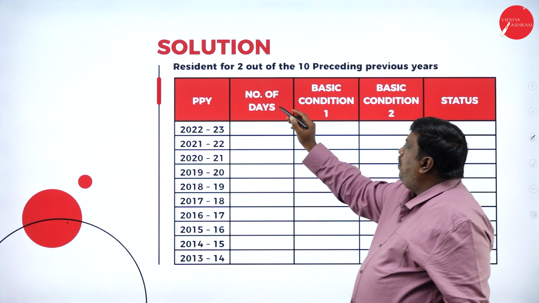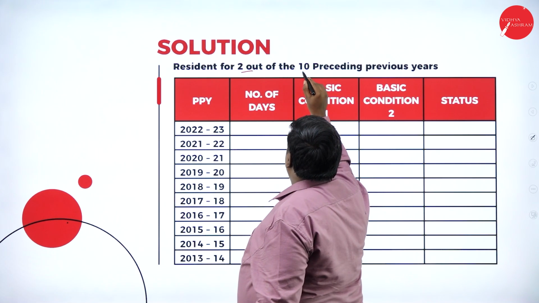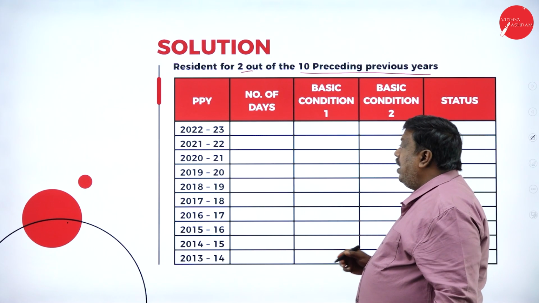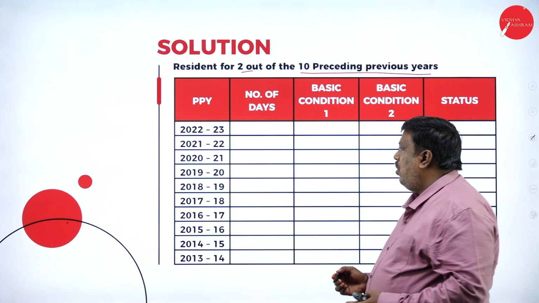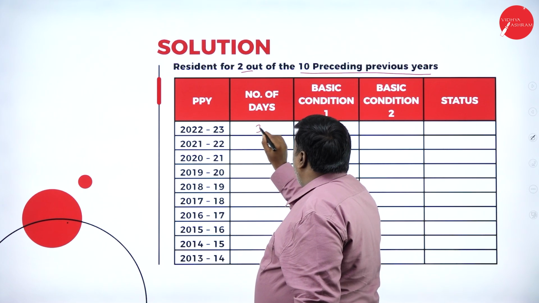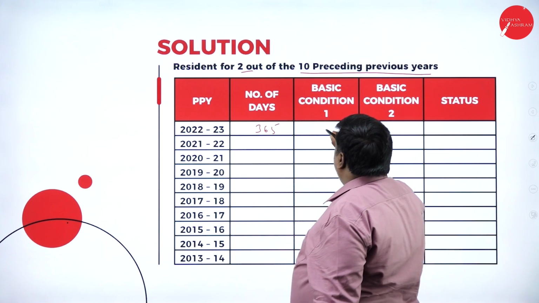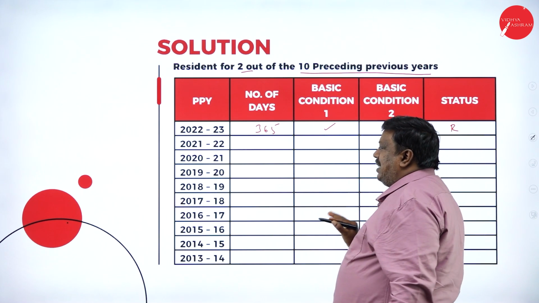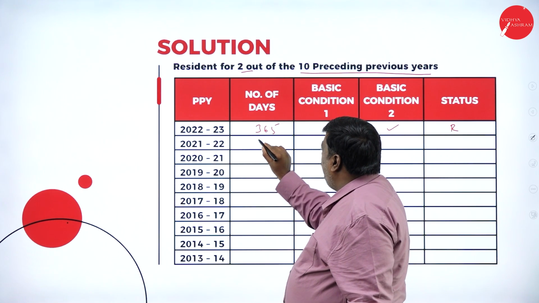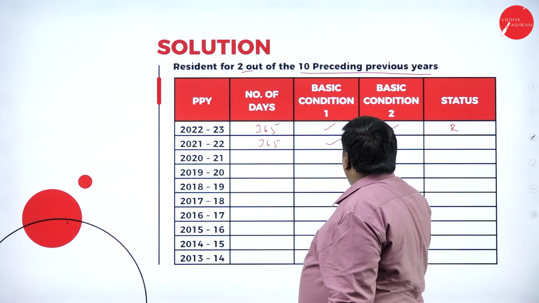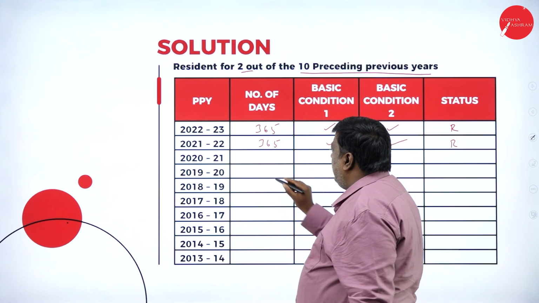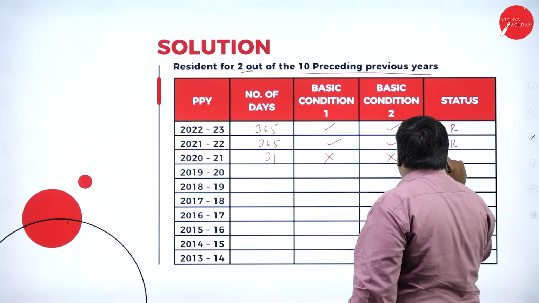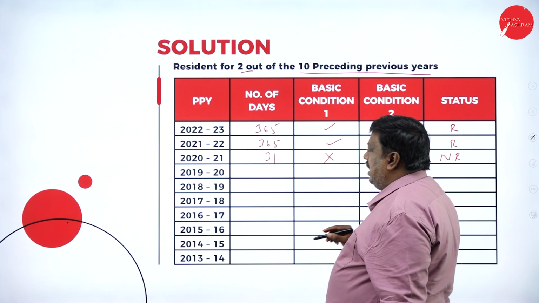Second one, I should be a resident for 2 years out of the 10 preceding previous years. So now, they're saying whether I'm going to satisfy the condition or not. Yes, I was in India for 365 days. So I've satisfied my first basic condition and second basic condition. So my status will be resident. Here 2021-22, I was in India for 365 days. So I've satisfied. They're going to call me a resident. In the year where I was there for a period of 31 days, I couldn't satisfy both basic conditions. Therefore my status will be non-resident.